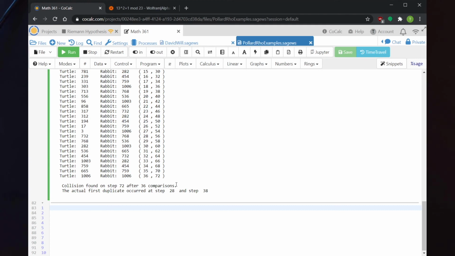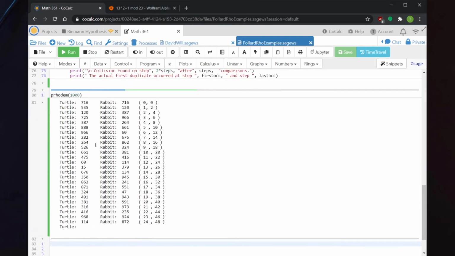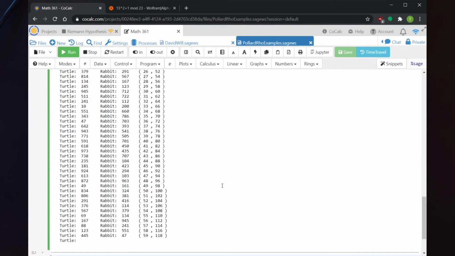We're always going to find not the first collision, but we're going to find a collision in at most twice as many steps as when the first collision actually shows up.